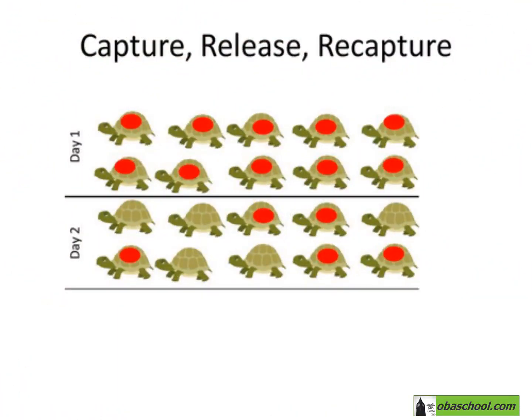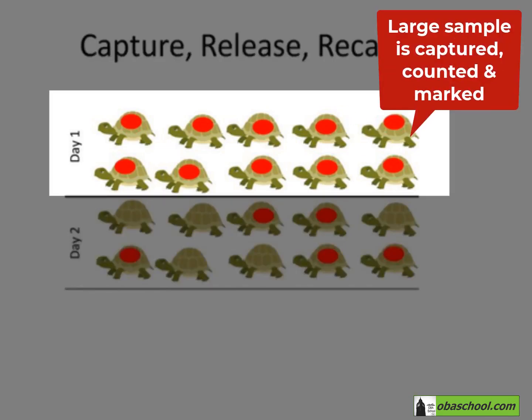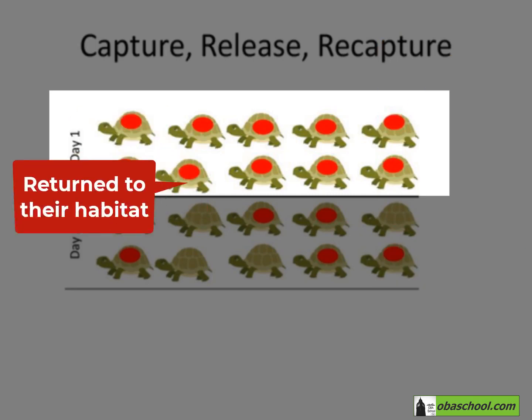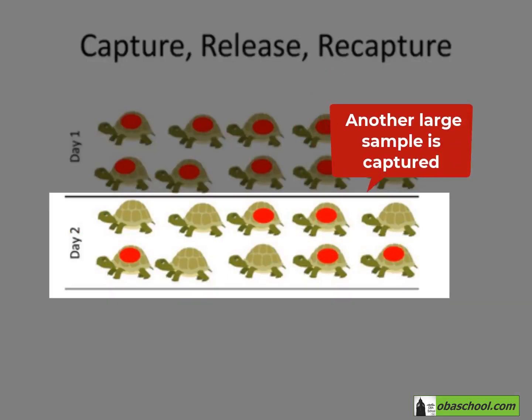For a single species in the area, the first large sample is taken. As many individuals as possible are caught, counted, and marked in a way that won't affect their survival. Then they are returned to their habitat and allowed to randomly mix with the rest of the population. When a sufficient amount of time has passed, another large sample is captured.